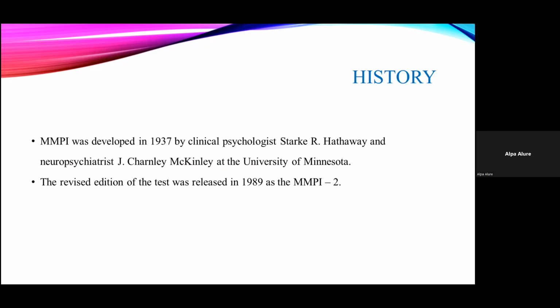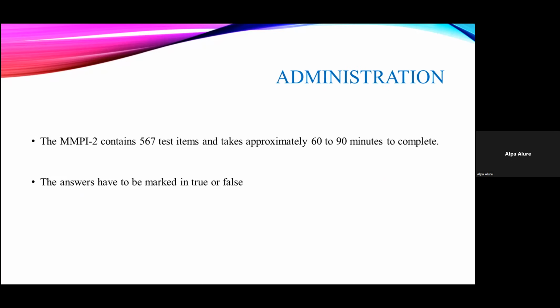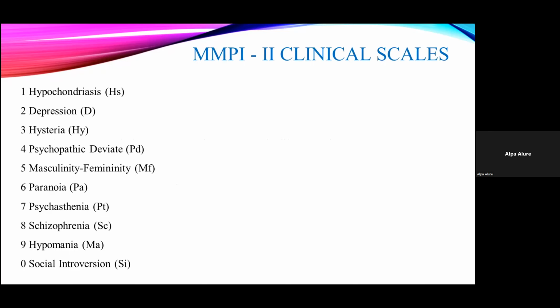Let's talk about the MMPI. MMPI was developed in 1937 by Starke Hathaway and McKinley at the University of Minnesota. The revised edition of the test was released in 1989 as MMPI-2. The MMPI-2 consists of 567 test items and takes approximately 60 to 90 minutes to complete, and the answer has to be marked as true or false.